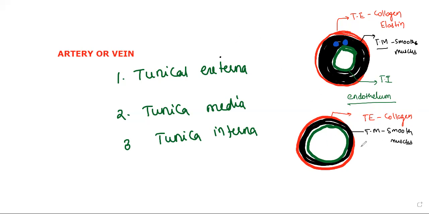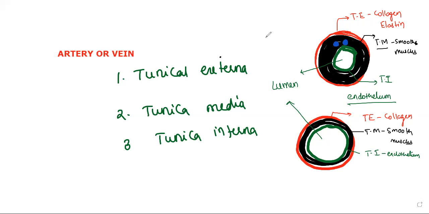And next, the innermost layer is tunica interna. As usual, the endothelium of the blood vessel, simple squamous, we can see here. What is this? Lumen, the cavity of the blood vessel.